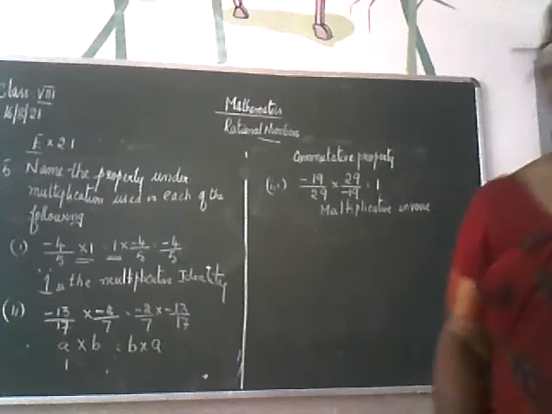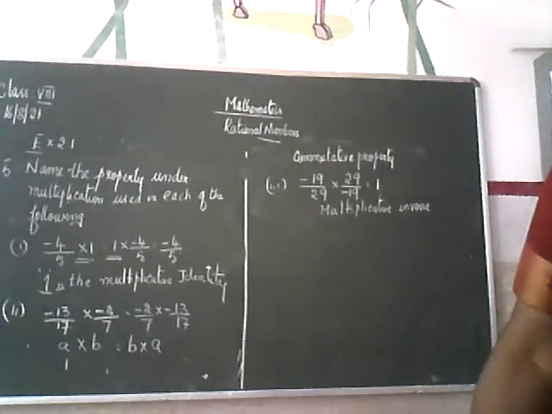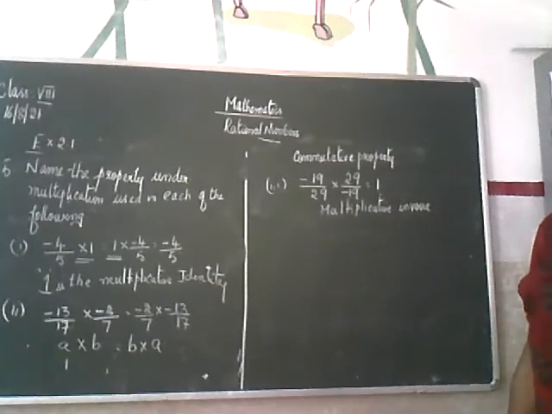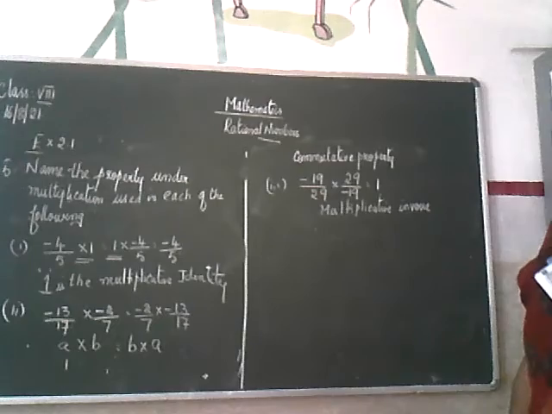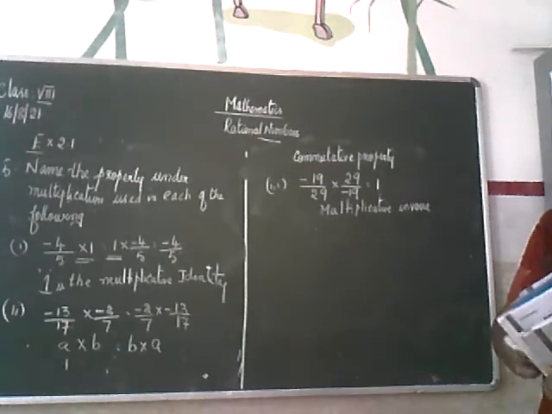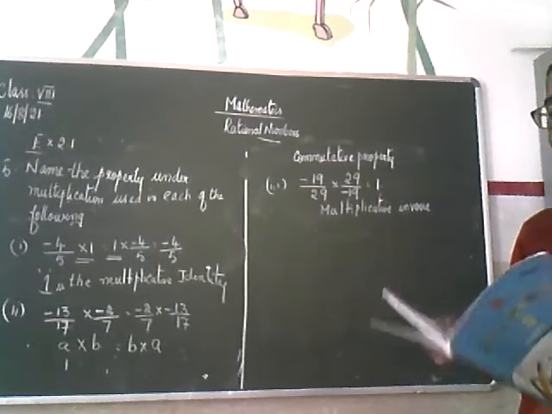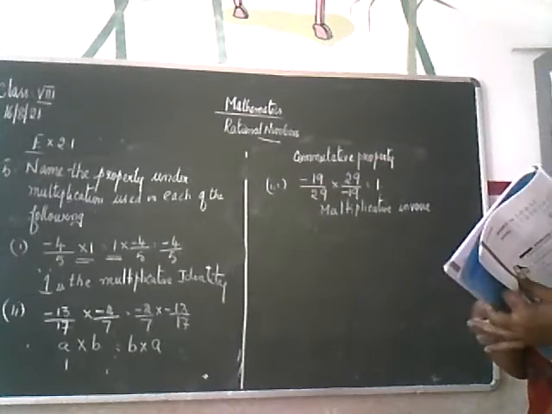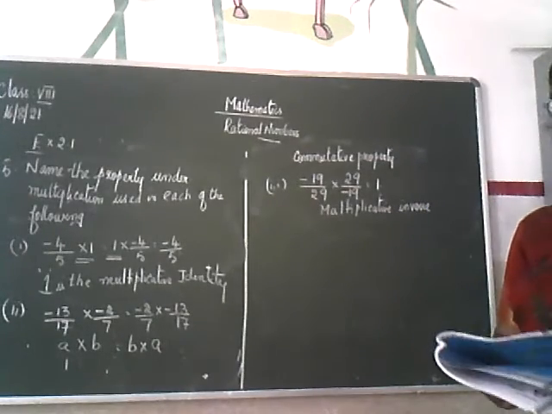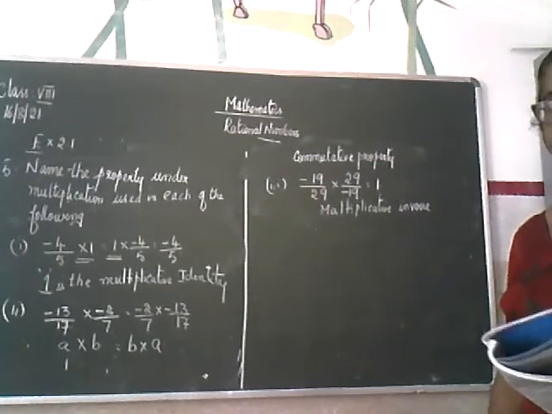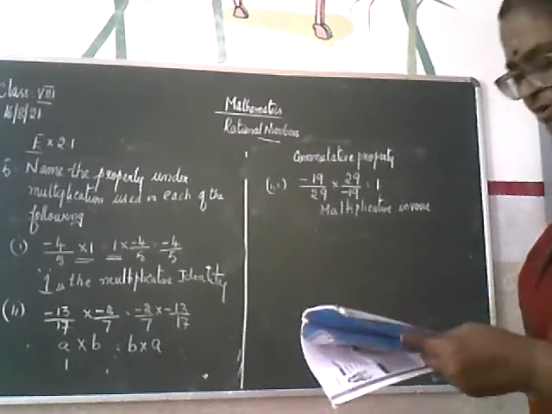In the first one, it is multiplied by 1. So, 1 is the multiplicative identity. In the second one, it is A into B is equal to B into A. So, it is commutativity of multiplication. In the third one, it is multiplied with its reciprocal to get 1, so that is multiplicative inverse. Okay? Then, sixth one.